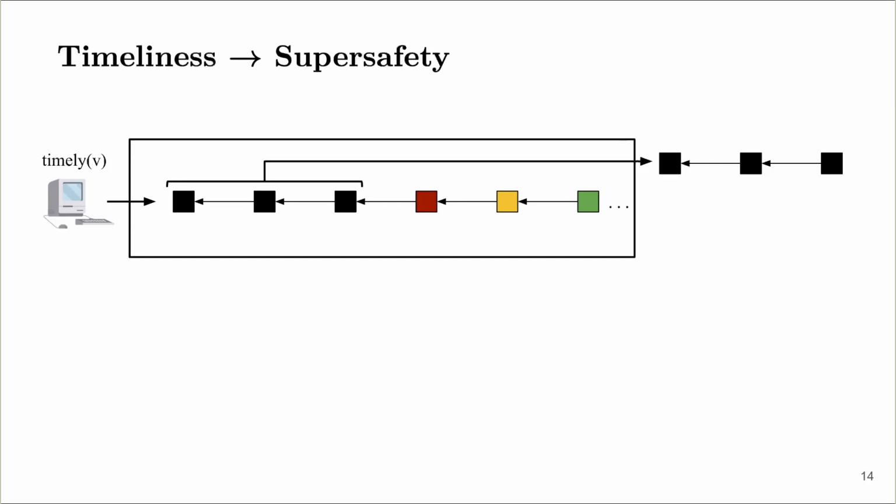Now, why is this super safe? Remember that from timeliness, we know that at every single point in time, all honest parties know all mature blocks. Why is this? This is because no mature blocks can enter the stable chain anew. So at every point in time, every honest party must know all mature blocks, right? So if all honest parties know all mature blocks, then they can report them simultaneously.